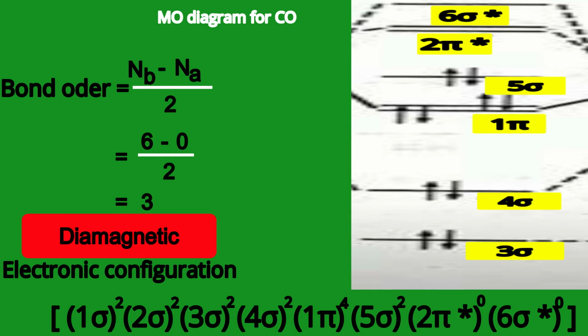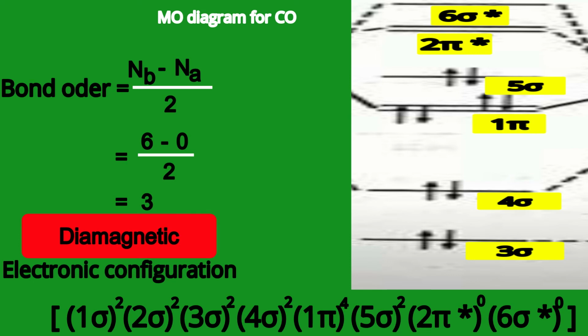Electronic configuration for carbon monoxide is represented here. 1 sigma orbital, which is a non-bonding orbital. It is from which atom? Oxygen, it has 2 electrons. 2 sigma orbital, it is from carbon. It has how many electrons? 2 electrons. 2 sigma orbital means which orbital of carbon? 2s orbital of carbon. 3 sigma orbital, it is again non-bonding orbital. It is because of the sp hybrid orbital of oxygen.